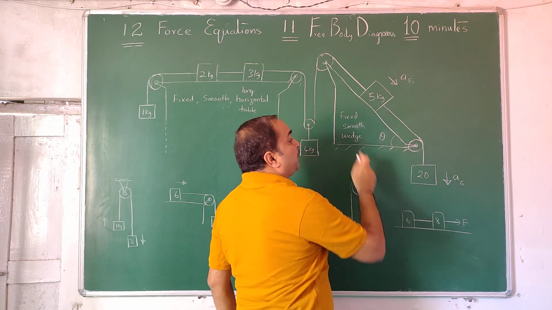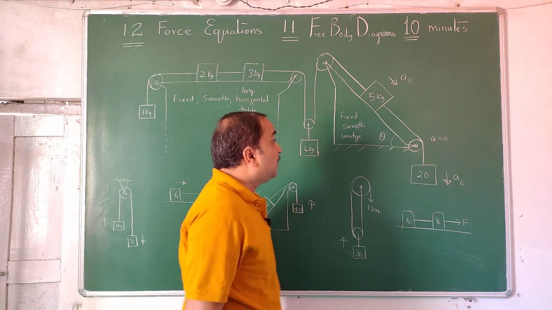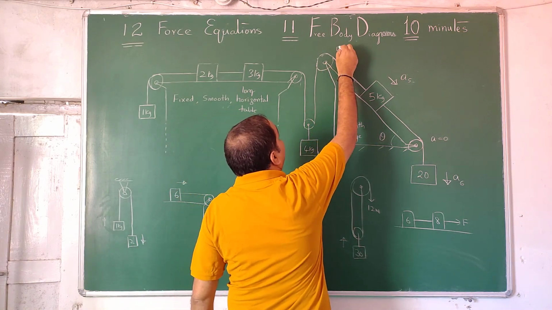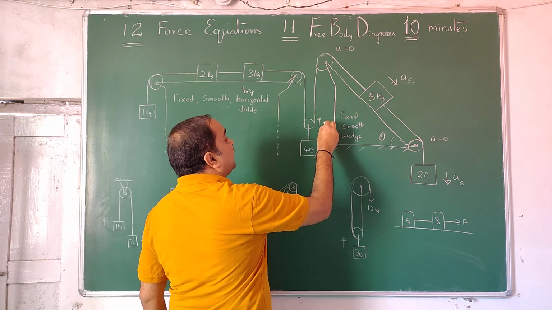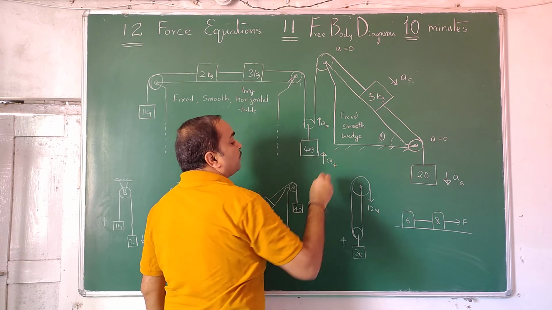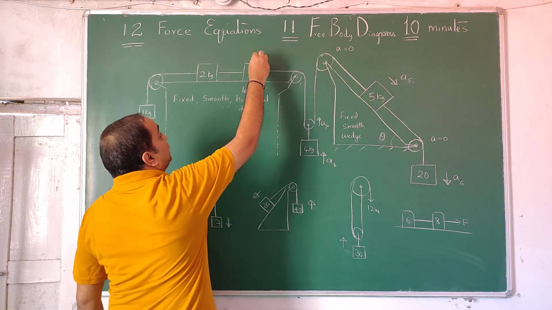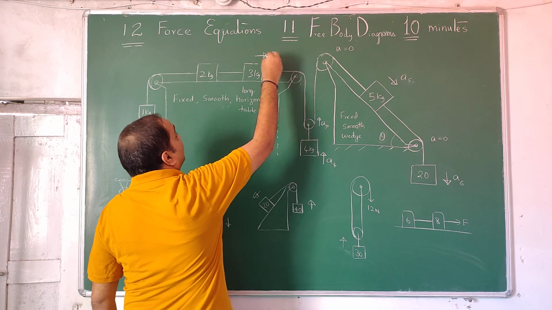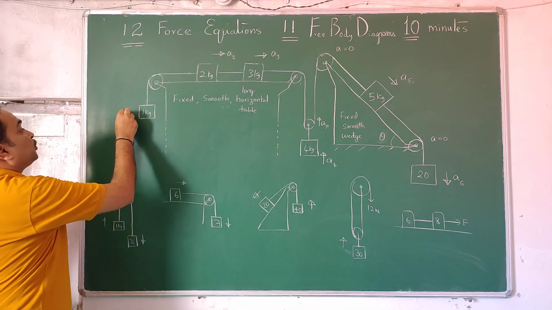This pulley which is fixed to a wedge will not accelerate, so a equal to 0. This pulley is fixed, so its acceleration is 0. This pulley is movable, so its acceleration is say ap, and acceleration of this is a4. Similarly, because of the heavy mass, everything will be pulled that side. So this will be a3, this will be a2, and this will be going up, so a1.